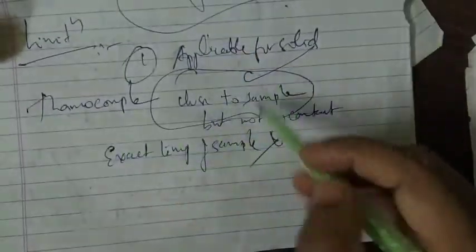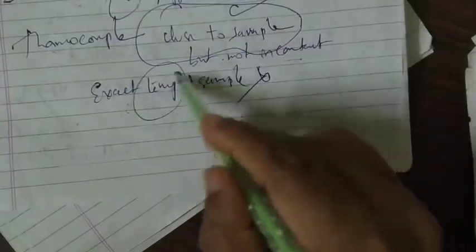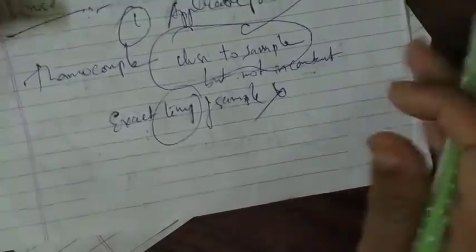So the thermocouple we use in the instrumental part is close to the sample but not in contact with it, and that's why the temperature we get will not be the exact temperature, but somewhat of an average. This is also one of the limitations of TGA. Now let's go to some examples of TGA.